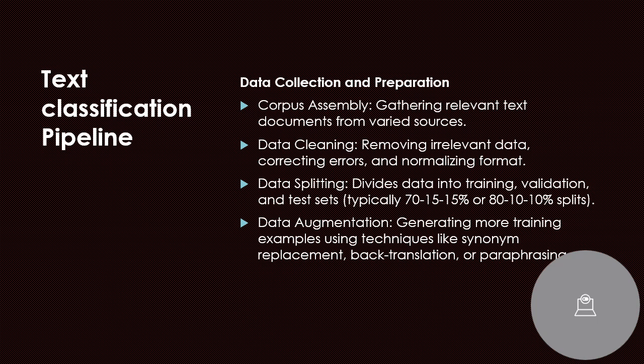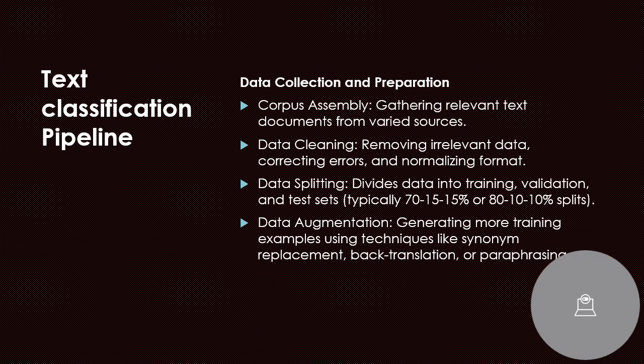Data cleaning. This is a crucial step where irrelevant data is removed, errors are corrected, and the text is normalized to ensure the consistency of the raw data. Data splitting. The dataset is divided into training, validation, and test sets. The training set is used to train the model, the validation set to tune hyperparameters, and the test set to evaluate the model's final performance.